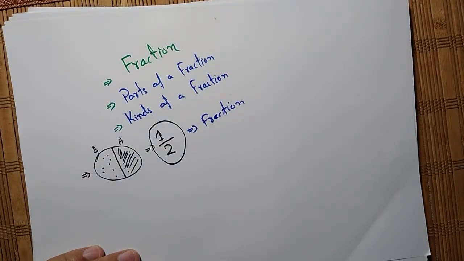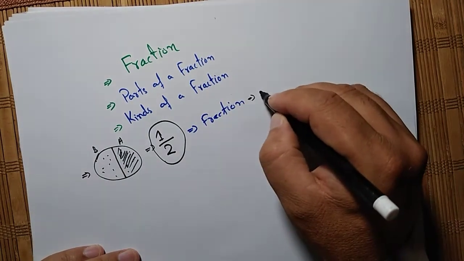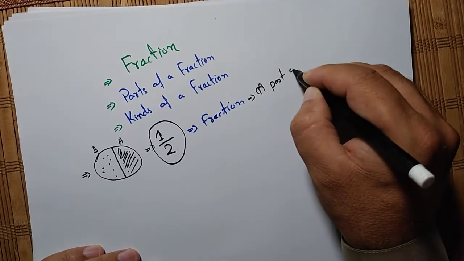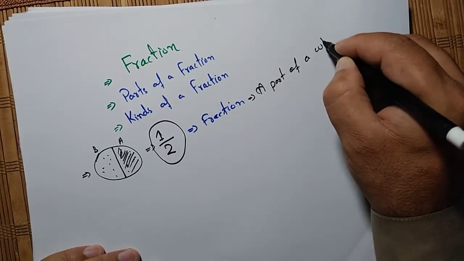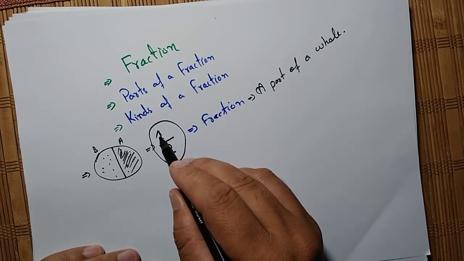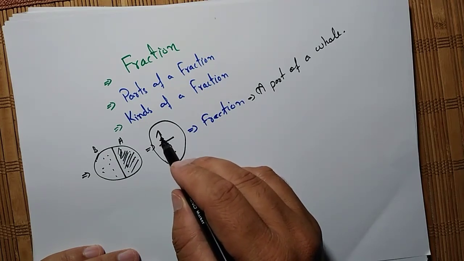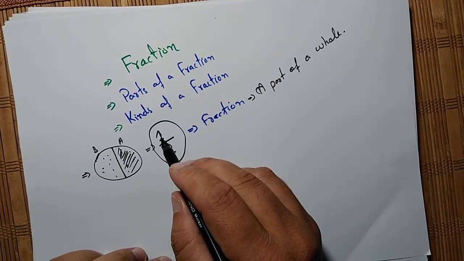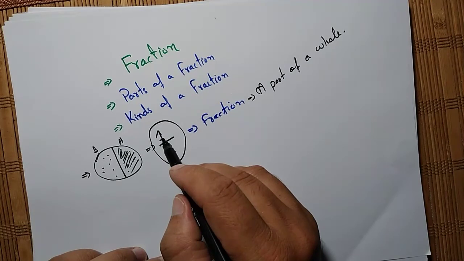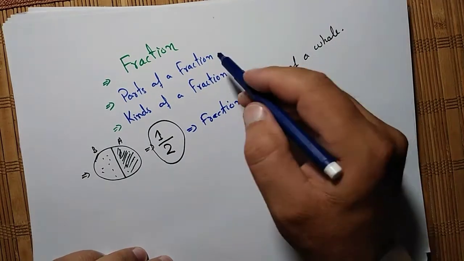Now, the definition of a fraction will be a part of a whole. It is a whole and it is a part. So the digit 1 shows us that this part is taken, and the total parts are 2 and one part is taken. Okay, now we will go to the parts of a fraction.